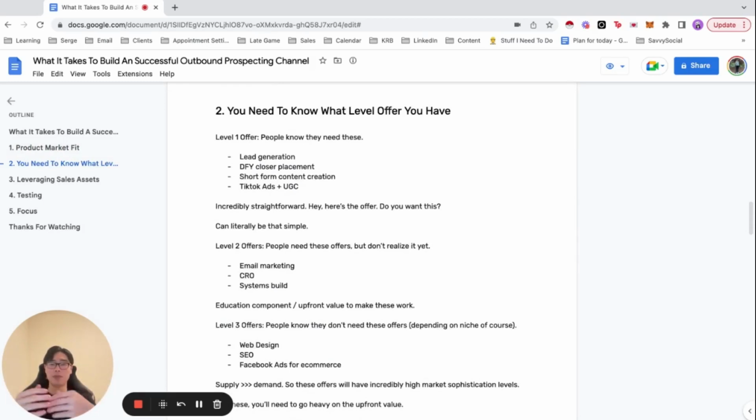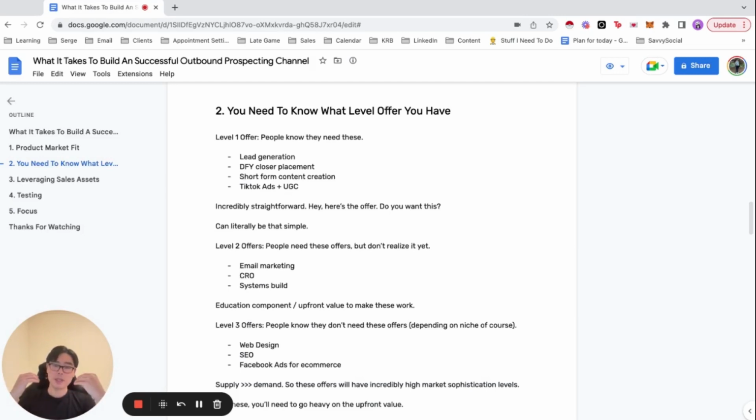And essentially he talks about how with offers, there's 3 different levels of offers. So with a level 1 offer, people know they need these. It's pretty straightforward. So this could be something such as lead generation will get you more sales. Done for you closer placement will help you close more sales. Short form content creation will help you grow your audience. TikTok ads plus UGC for e-commerce.